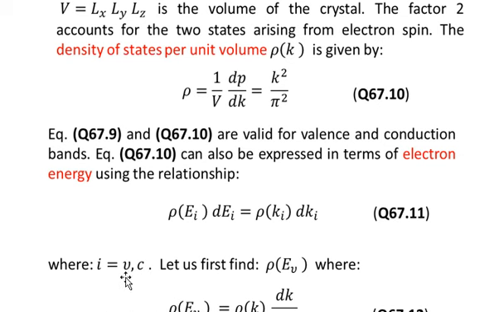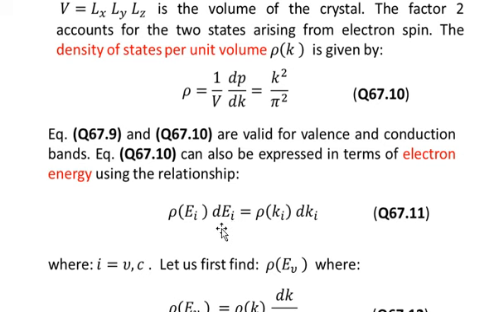That is for the valence band or for the conduction band. So equation number 11 is actually two equations. One is the equation for the valence band, the other for the conduction band, but both equations are identical. For the valence band you will have rho of EV multiplied by dEV is equal to rho of KV multiplied by dKV. For the conduction band you can replace V by C, and this equation can then be written for the conduction band.